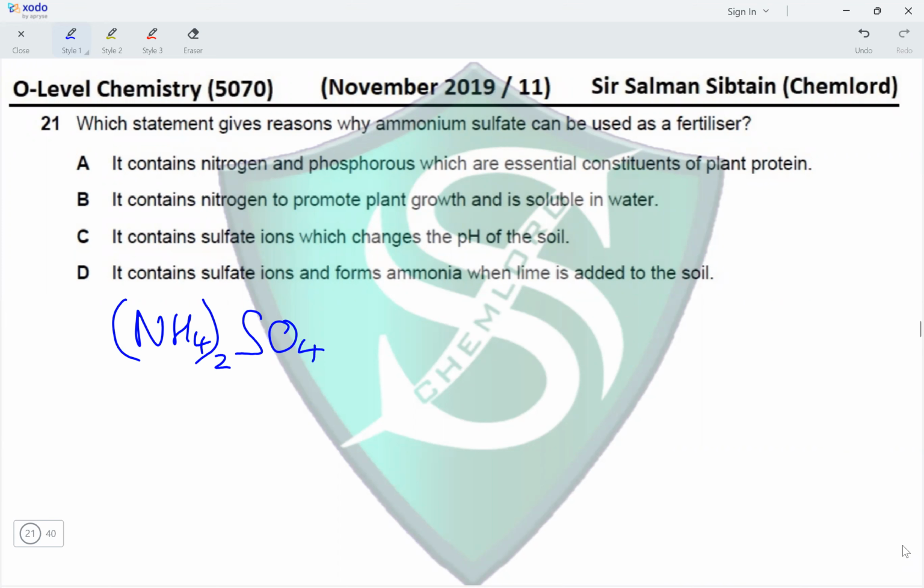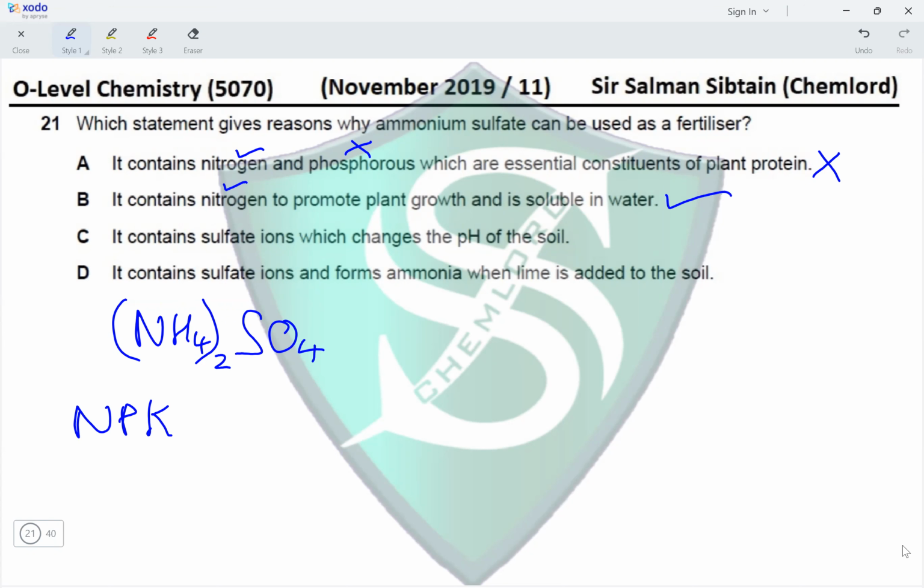It contains nitrogen, yes, and phosphorus, no, which are essential constituents of plant protein. So this statement is incorrect. It contains nitrogen to promote plant growth and is soluble in water. It does contain nitrogen and it is part of the NPK fertilizers, nitrogen, phosphorus, and potassium, which is essential for plant growth. And all ammonium salts are soluble in water. So this statement is correct.